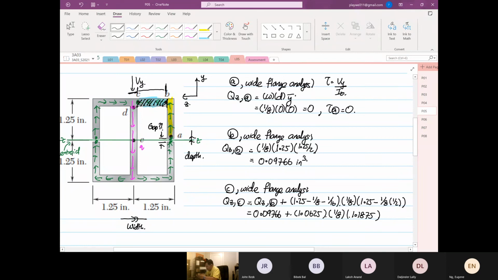1.25 minus 1 over 8 times 1 over 2. 1.1875. 1.25 minus 1 over 8 minus 1 over 16. Okay, 1.0625 times 1 over 8 times 1.1875. So it's equal to 0.09766 plus 0.1577. Okay, so 0.09766 plus 0.1577. So I got 0.25536.